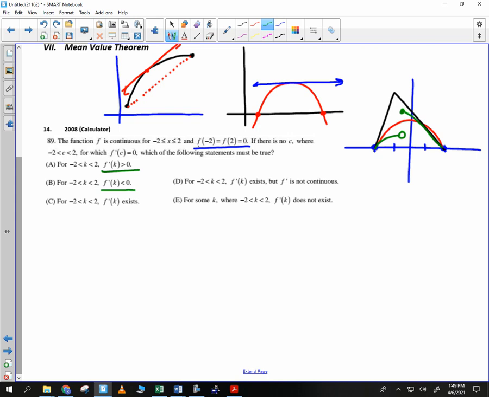No. Does the derivative always exist for the black one? Can you take the derivative everywhere for that black one? No. The derivative exists, but it's not continuous. No, that can't be either, because it says it's continuous, doesn't it? Let's look at the last one. For some value k, f prime of k does not exist. That's the one. The derivative does not exist.